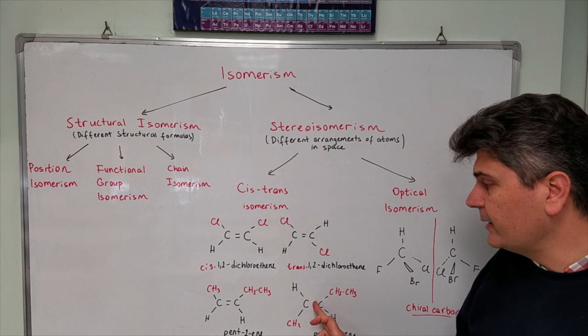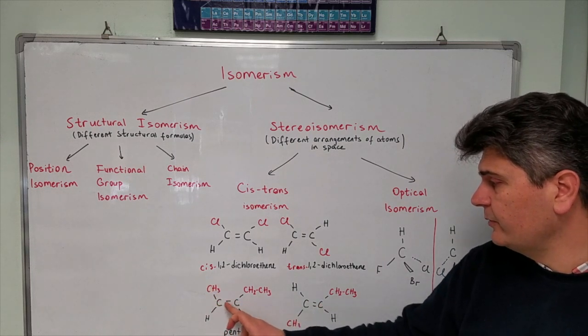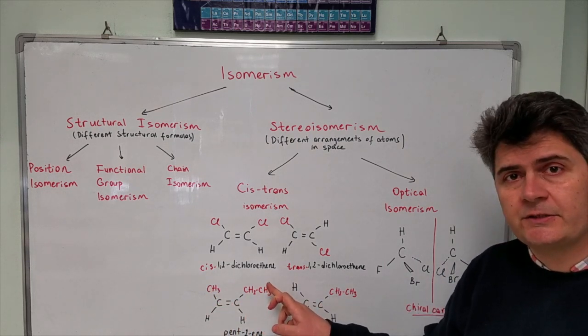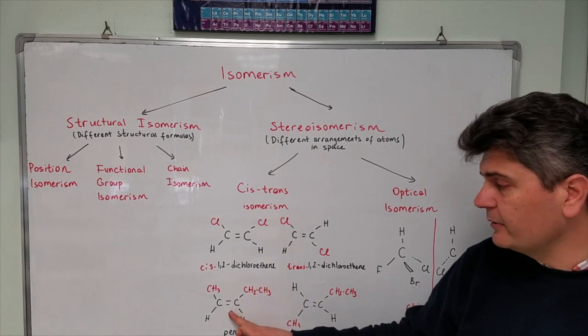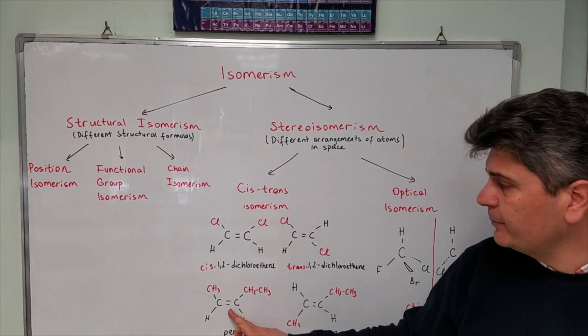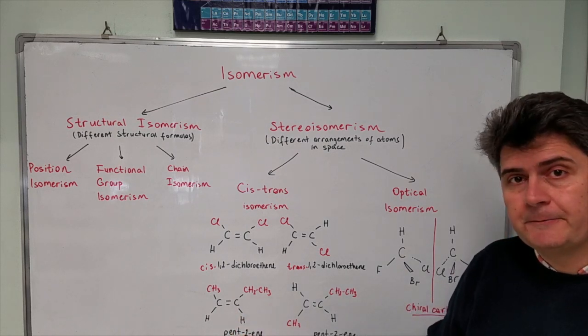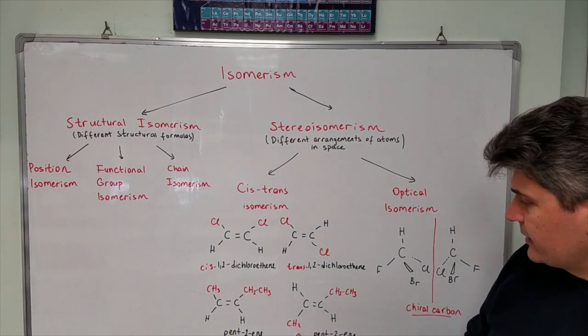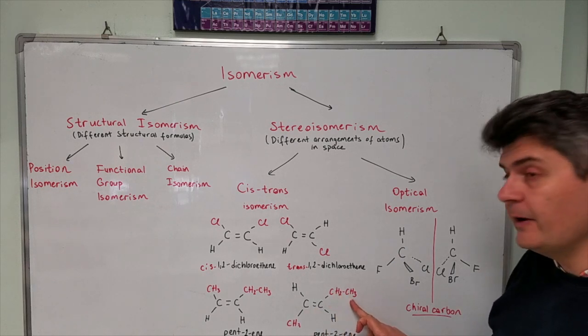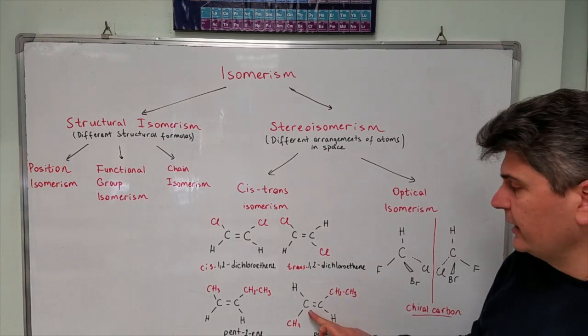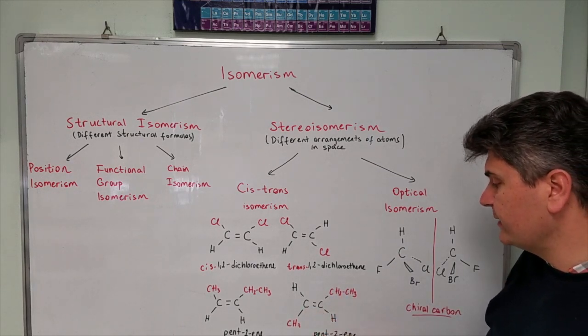Let's check these two compounds. This one has 1, 2, 3, 4, 5 carbon atoms, so it is pent. I have a double bond, pentene. The double bond is between second and third, so it is pent-2-ene. The same thing is in here actually. 1, 2, 3, 4, 5. Pent, double bond, ene. Between second and third, so it is pent-2-ene.